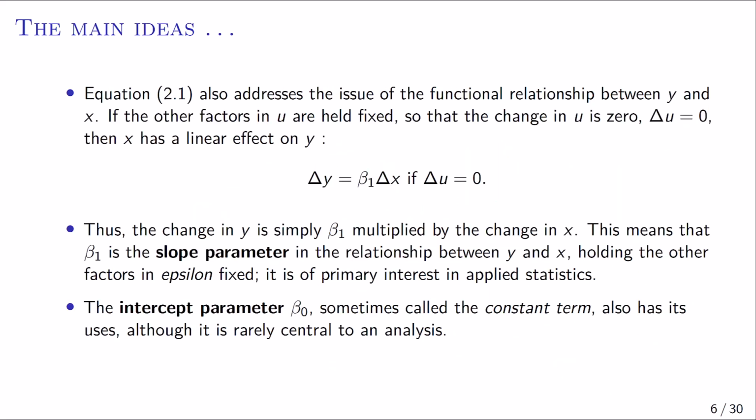So this equation 6.1 also addresses the issue of the functional relationship between y and x. If other factors in u are held fixed, that means basically the change of u is 0, then the change of y is going to be proportional to the change of x. And this index actually is beta 1. That's the main strength of this so-called linear regression.